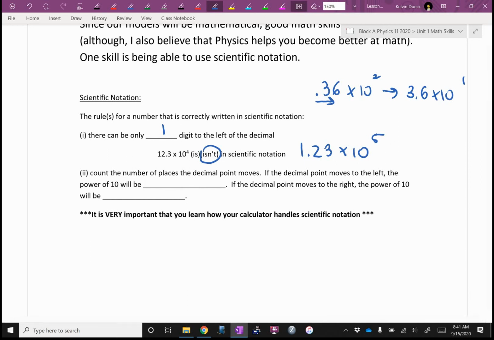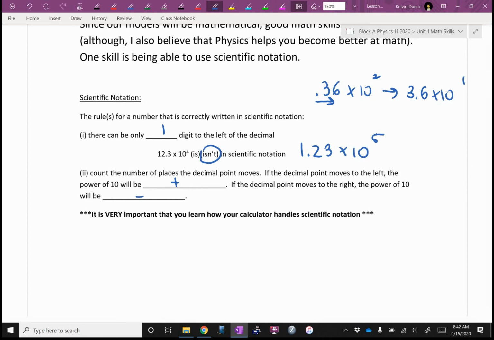You'll rarely get a number that's in sort of a wrong version of scientific notation. Usually you'll get a number in standard form. So what you really do is you count the number of places the decimal moves. If the decimal point moves to the left, the power of 10 will be positive. If the decimal point moves to the right, the power of 10 will be negative. And it's very important that you learn how your calculator specifically displays numbers in scientific notation and requires you to enter numbers in scientific notation.